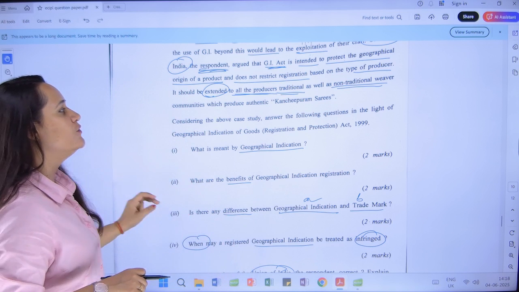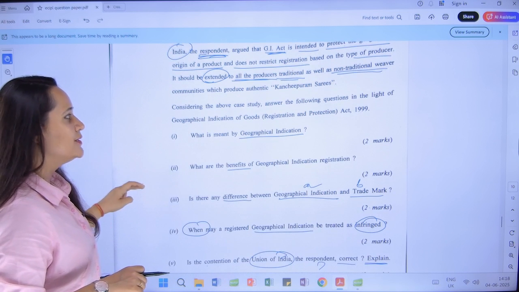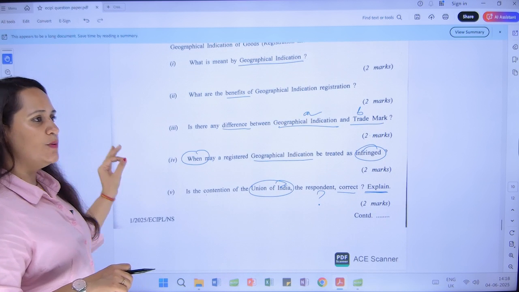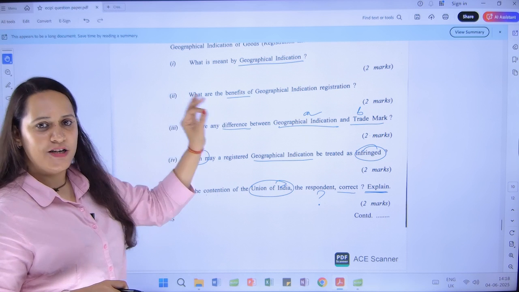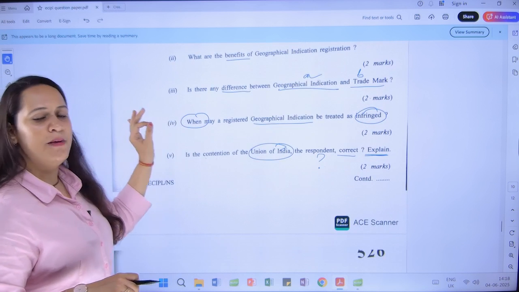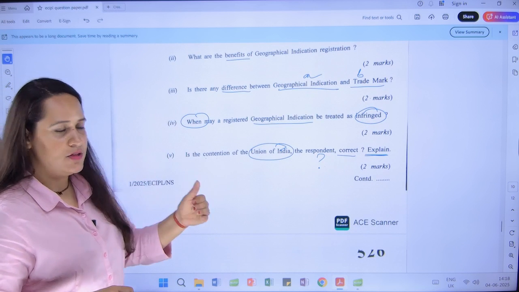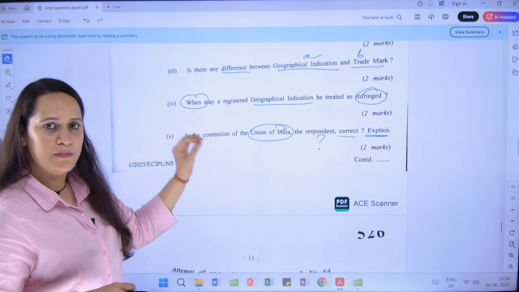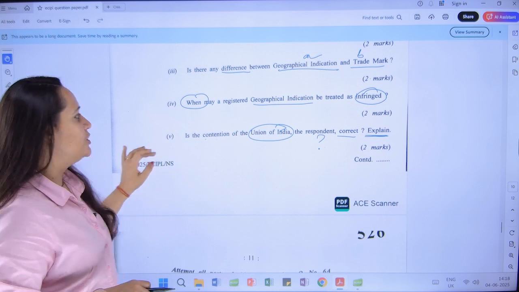That is the contention of the Union of India, that is the government who has granted the GI registration. On the basis of these facts, first question is basic. What is meant by GI? Theory question. What are the benefits of getting a GI registration? Theory question. What is the difference between GI and trademark? Like always, repeated question is a theory question.